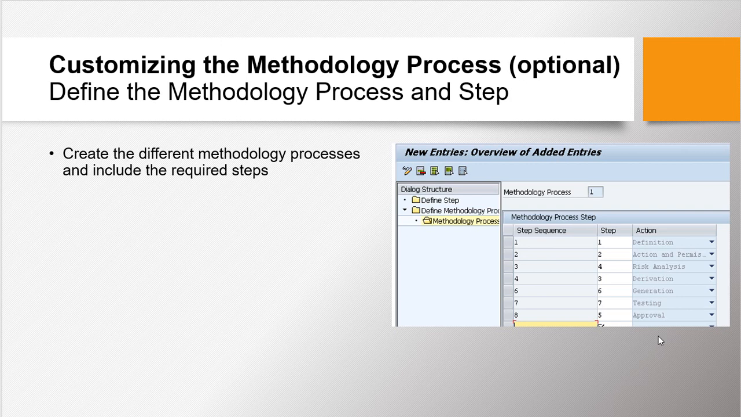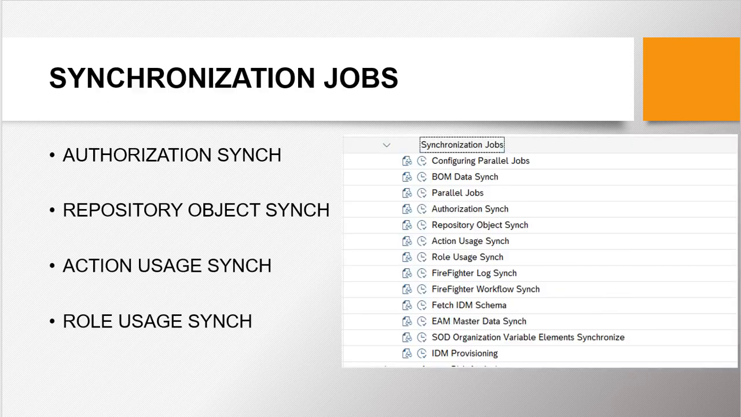For example, let's say you don't want to include testing in your methodology while creating the roles, so you can remove testing. You don't want approvals, you can remove approvals. If your project doesn't have a need for derived roles, you can remove the derivation phase out of this methodology. Depending on what your requirements and strategy are, you can define your role definition methodology, process and steps.